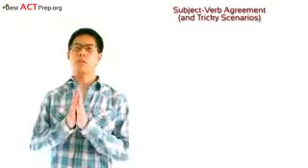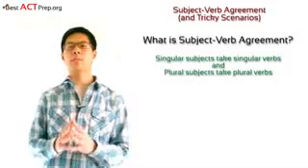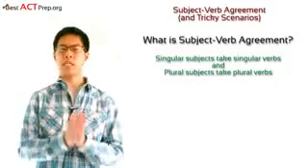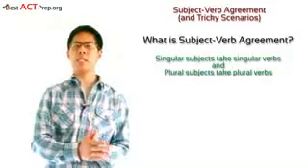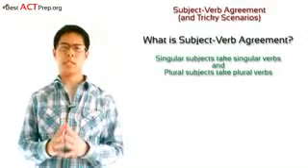So first, what is subject-verb agreement? In short, subject-verb agreement is where singular subjects take singular verbs and plural subjects take plural verbs. Here are two very simple examples.